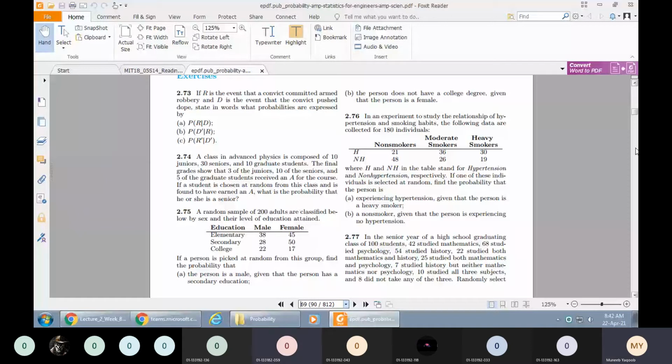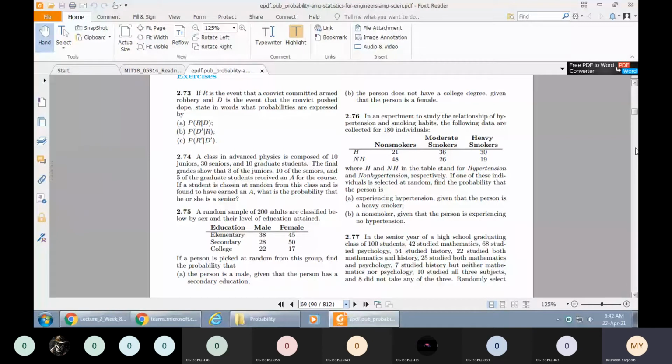We are not calculating the probability of C complement right now. We are calculating the probability of female. So for the probability of female, we will include every female. There are 45 females in the elementary education system, 50 females having secondary education, and 17 females having college education. So in total, females are 112. And since we have taken only one person out of the 200 sample, the probability of female is 112 divided by 200. So in the denominator, we will write the probability of female, and it is 112 divided by 200.